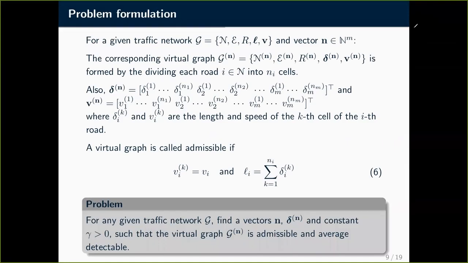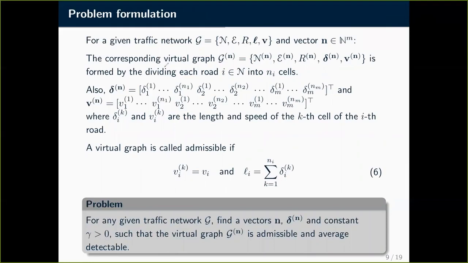So in a more general manner, our problem is that for any given network G, we want to find a virtual network G of n, where n is a vector of integers that specify the number of partitions or divisions. For example, road i is going to be divided into n_i cells. And we also must specify the length of the cells, here called delta, and the velocities of the cells. Using the notation here, delta_ik is the length of the k-th cell of road i, and the same goes for the velocities.